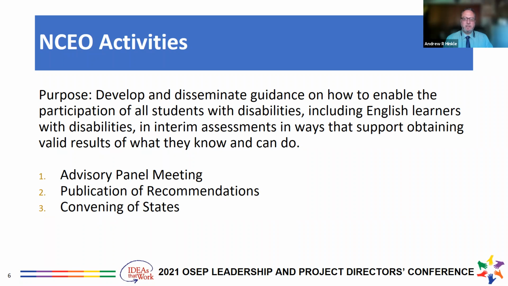The purpose of the convening will be for state education agencies to identify opportunities and challenges on how to enable all students with disabilities, including students with the most significant cognitive disabilities and English learners with disabilities, to participate in interim assessments in ways that yield valid inferences of what they know and can do at both the state and local education agency levels, and outline a set of goals or action steps based on the opportunities and challenges identified that states can start to address after the convening.